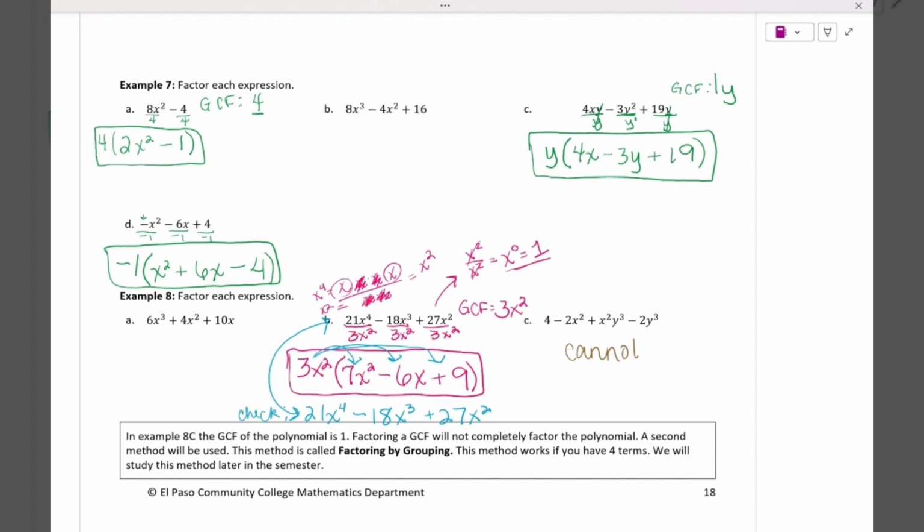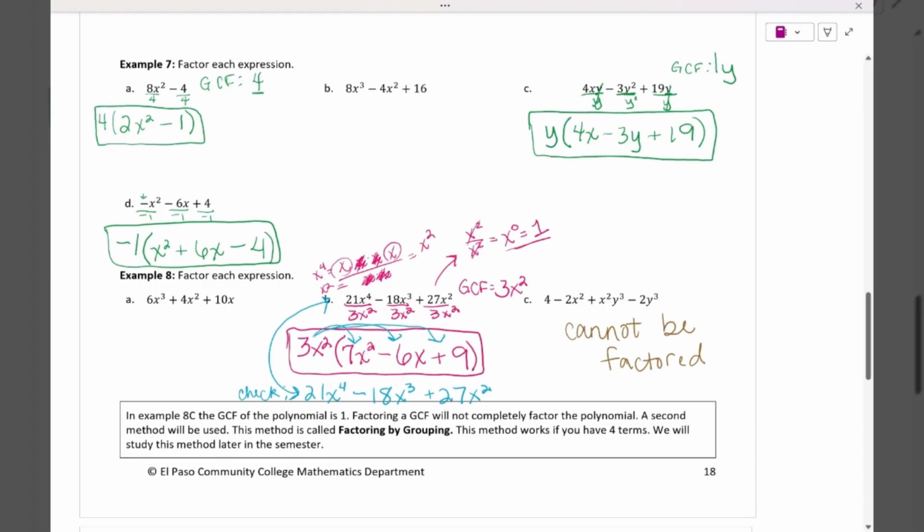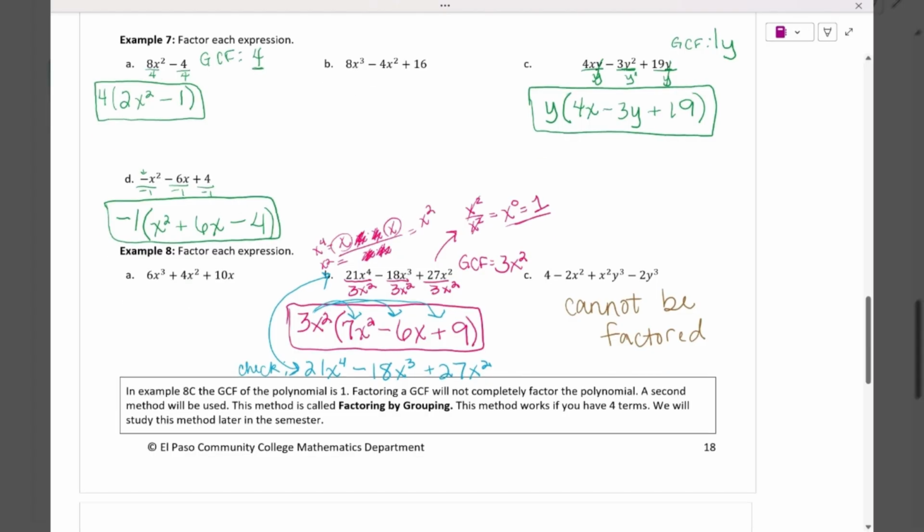Now, there are other ways to factor that we're going to look at later, so there might be something else that works. But for right now, I can't pull out a GCF, so we're going to go ahead and say it cannot be factored. So we look at what's in the box here. It says example 8, the GCF is just a 1. So factoring a GCF is not going to work here. A second method will be used, factoring by grouping, and you will look at this method coming in a few sections ahead.